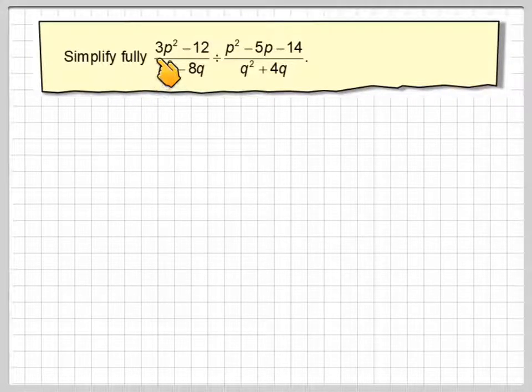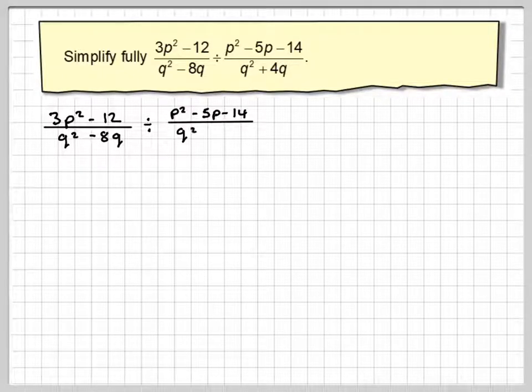Right, simplify fully. 3p squared minus 12 over q squared minus 8q, divided by p squared minus 5p minus 14 over q squared plus 4q. Now this actually looks quite complicated, but it's actually easier than you think it is.